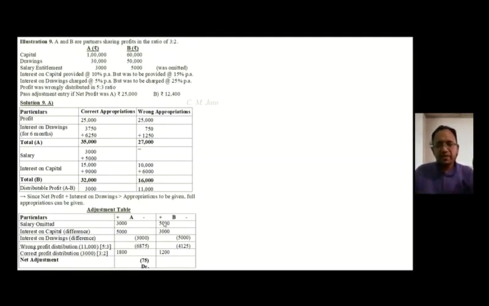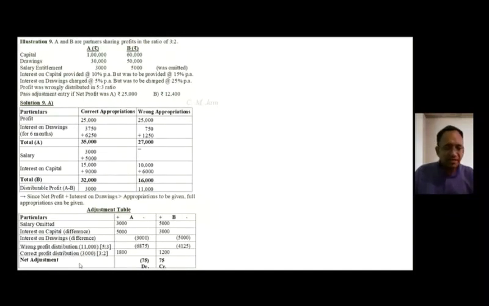In case of B, similarly, the amounts to be given 5 plus 3, 8000 plus 1200. So 9200. Amounts to be taken back 5000 and 4125. So 9125. 9200 is to be given. 9125 is to be taken back. So net amount is 75 rupees to be given, positive 75. Since it is to be given, B's capital will be credited.